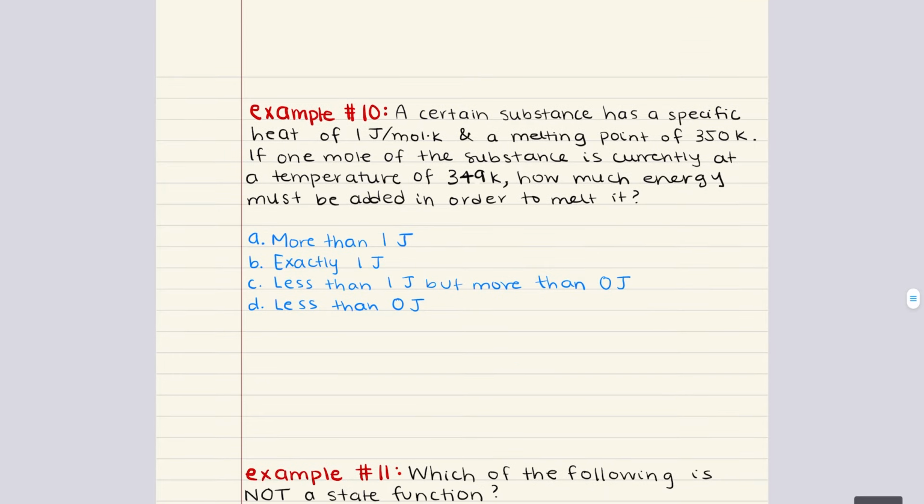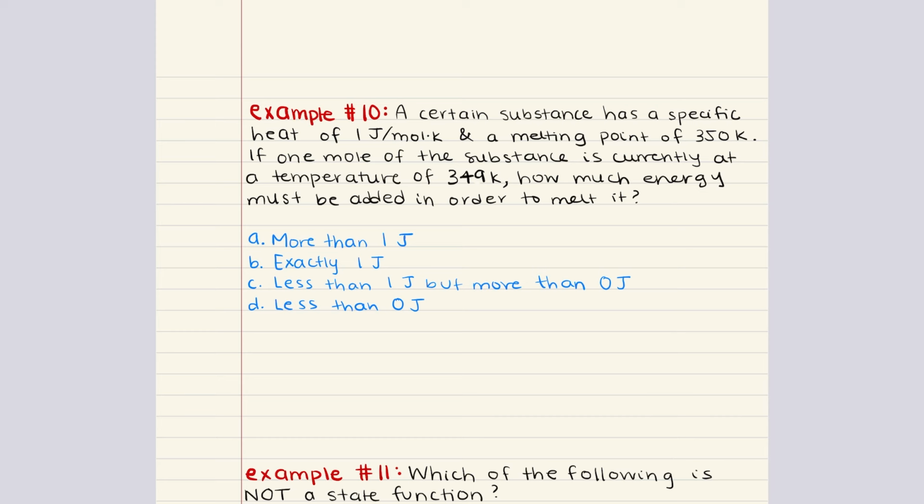Moving on to problem 10. Problem 10 says a certain substance has a specific heat of 1 joule per mole per Kelvin and a melting point of 350 Kelvin. If 1 mole of the substance is currently at a temperature of 349 Kelvin, how much energy must be added in order to melt it?